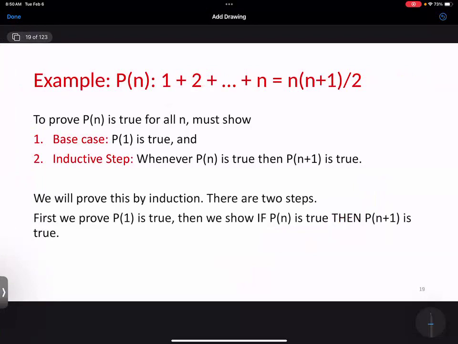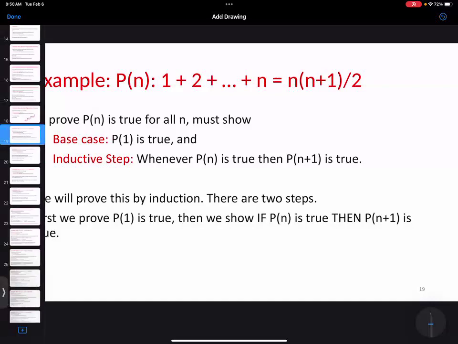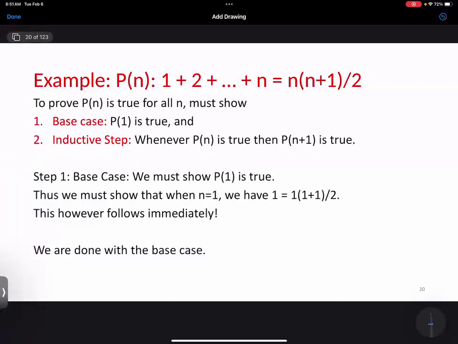Okay. So let's go back to the problem we had before. Let's look at the sum of the first n integers. Let's show it's n times n plus 1 over 2. So the base case is trivial. We first have to prove that P1 is true. And then we have to prove the inductive step, which is more work, that if Pn is true, then Pn plus 1 is true. Okay, so how would we do this? Well, the base case is very straightforward. All we have to do is show that 1 equals 1 times 1 plus 1 over 2.